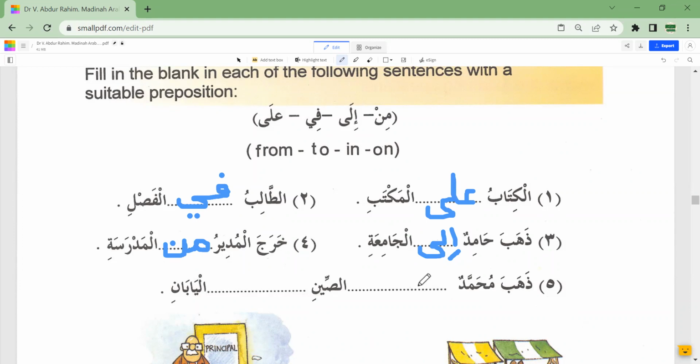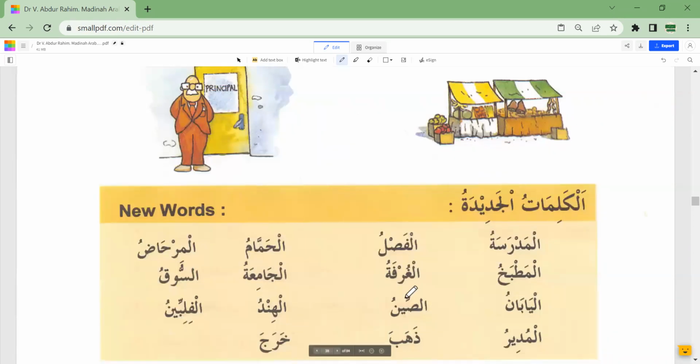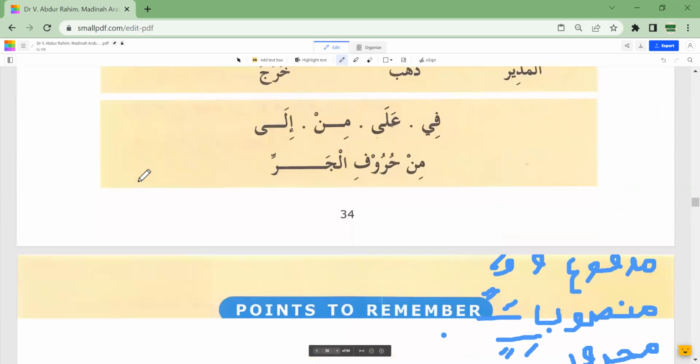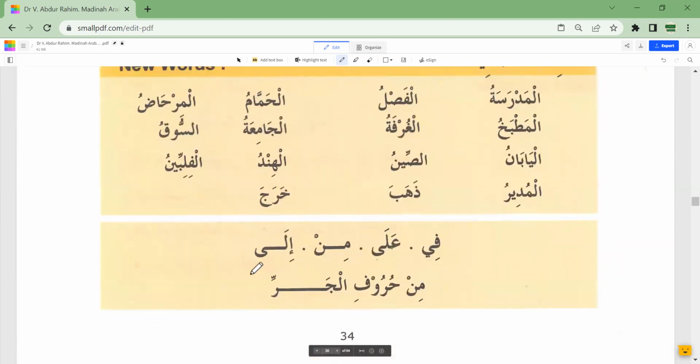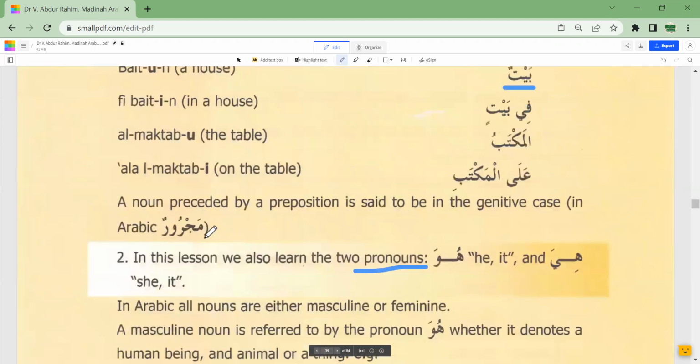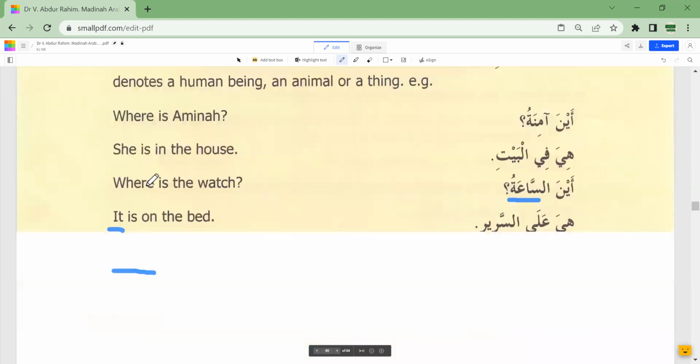ذهب محمد من الصين إلى اليابان. Yeah. Right. That works. From China to Japan. Min as-Sini ila al-Yabani. Right. Okay. And again, all of the nouns after the preposition will be majroor. Okay. So that was it for lesson number 4, right? And these are our huruful jar that we learned. Let's look at a little bit of lesson number 5 then before our time finishes.